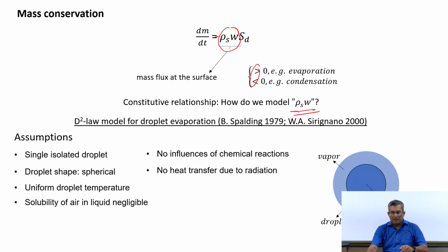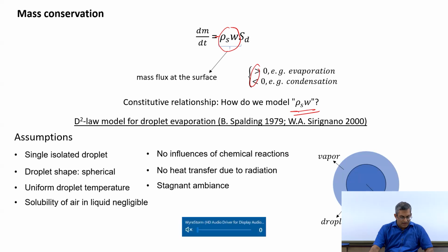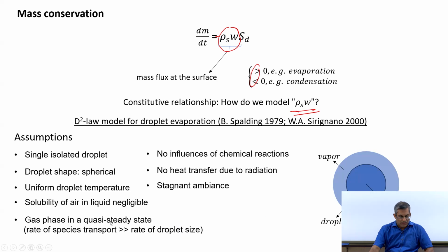Then there is no heat transfer due to radiation, and you have a stagnant ambience, that is, the air is not moving. You do not have any convection also. Even if the droplet temperature is high, there is no natural convection, no forced convection. Then importantly, the gas phase is in a quasi steady state. Now, this is a very important assumption. So, what is meant by this?